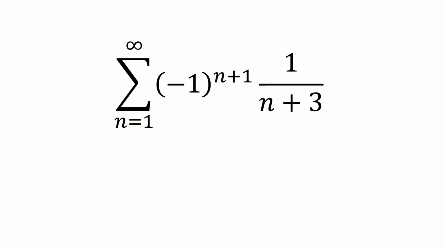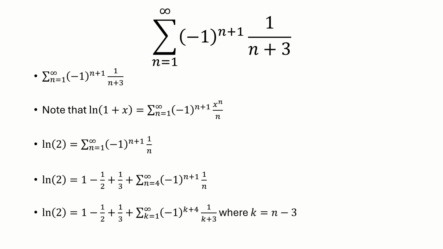In this video, we want to find the sum from n equals 1 to infinity, negative 1 to the n plus 1 times 1 over n plus 3. So let's first look at the series for the natural log of 1 plus x. That's going to be the sum from n equals 1 to infinity, negative 1 to the n plus 1 times x to the n over n.